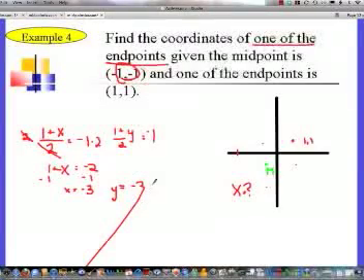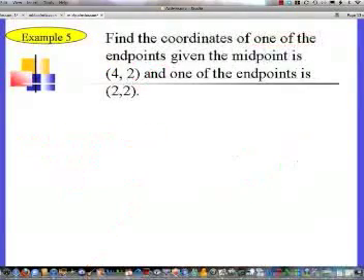You can do it the algebra way, or you can sort of do it this way, and I'm going to show you an easier way. Then we'll do the next one a little easier, okay? This is kind of cheating. The y's are the same, so we don't have much work to do here. Okay, so we want to know the other endpoint, given that the midpoint is at 4, 2, and one of the endpoints is at 2, 2. All right, so we can draw a picture for this too.